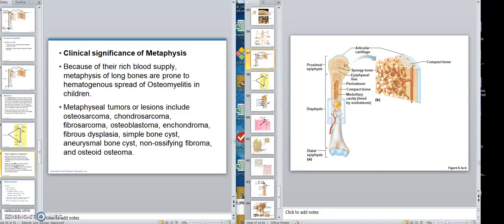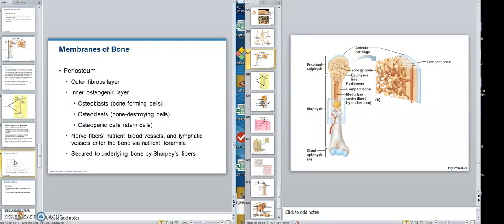Okay. Clinical significance. Because of the rich blood supply, metaphyseal long bones are prone to hematogenous spread and osteomyelitis in children. Tumors can occur there and so forth like that. Okay, so we go further.